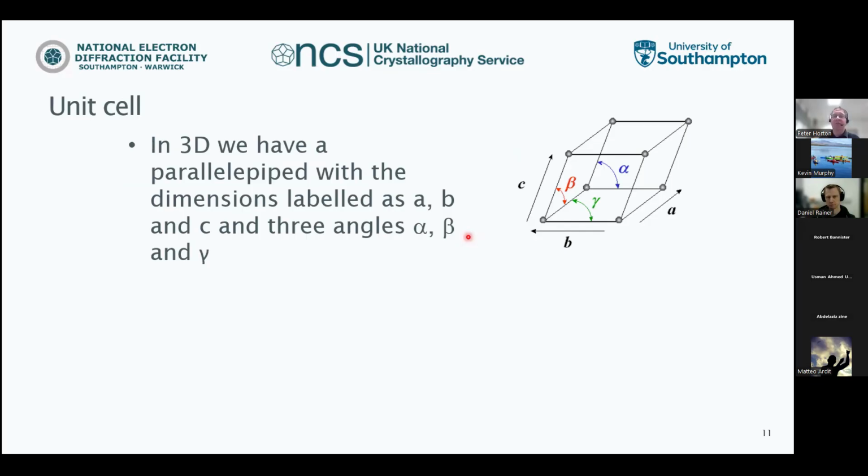The simplest version of this, if you think about it, would be a cube, where A, B, and C are all the same, and alpha, beta, and gamma are all 90 degrees. If you think about cubes, even things like a dice, you can easily pack them and just keep repeating the pattern throughout. Mathematically, there are seven shapes where you can do this, with different orientations depending on whether A, B, and C, and alpha, beta, and gamma are equal or different. But the important thing is this brick, this unit cell, is tiny, even in small crystals.